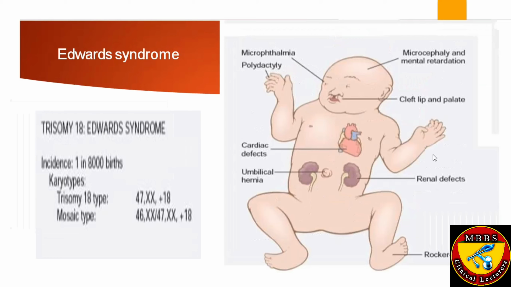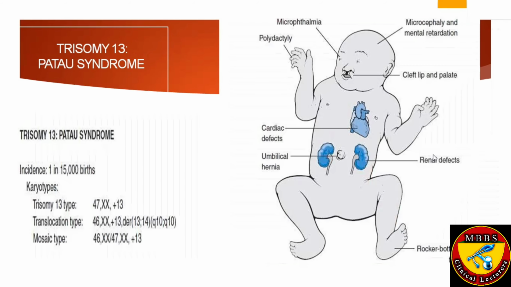If we talk about Edward syndrome, which we call trisomy 18, this usually occurs in 1 in 8,000 births, and the trisomy 18 type is 47,XX,+18. Here microphthalmia, polydactyly, cleft lip and palate, microcephaly and mental retardation, and rocker bottom feet are usually found in this Edward syndrome.